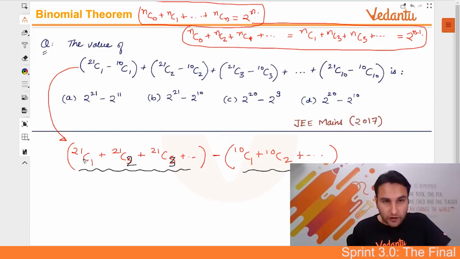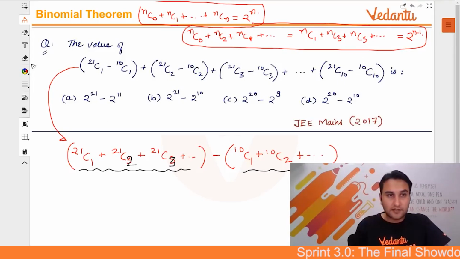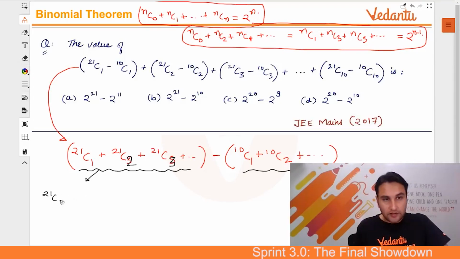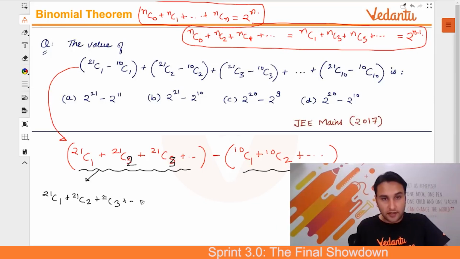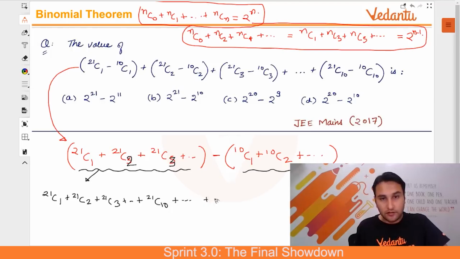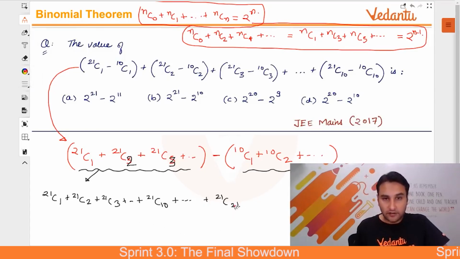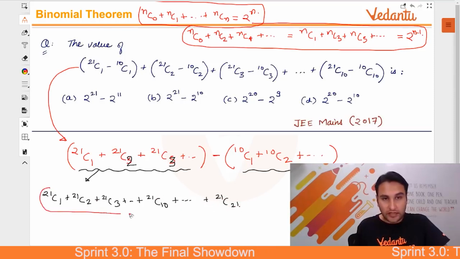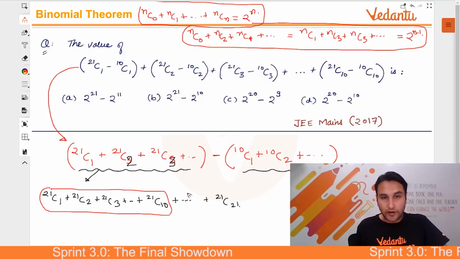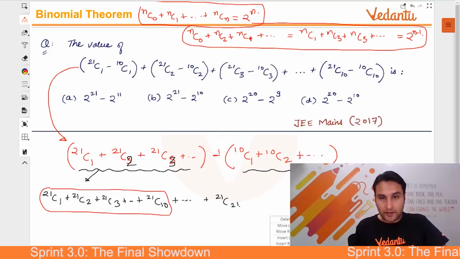Look at this very very carefully. This is 21C1, 21C2, 21C3 से लेके 21C10. So last term here is 21C10, right? So 21C1, 21C2, 21C3 से लेके 21C10. I actually wanted to go till 21C21. Agree? You wanted to go till here, है ना? So क्या करूं मैं? I've been only given till here. What do I do? देखो अब इसको मैं एक्सप्लेन करता हूं very very carefully.